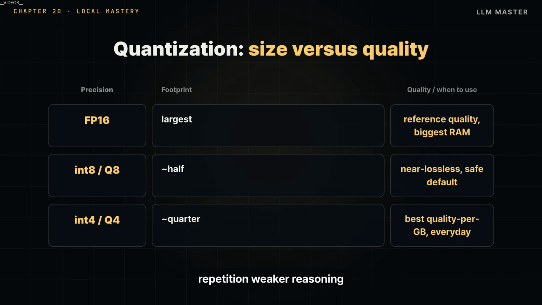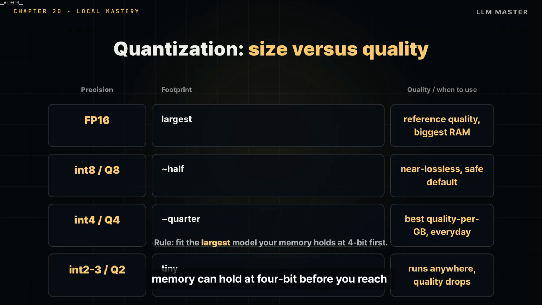More repetition, weaker reasoning. The rule of thumb: pick the largest model your memory can hold at 4-bit before you reach for a smaller model at higher precision. A bigger model quantized harder usually beats a tiny model at full precision. Check your available VRAM or unified memory and size from there.